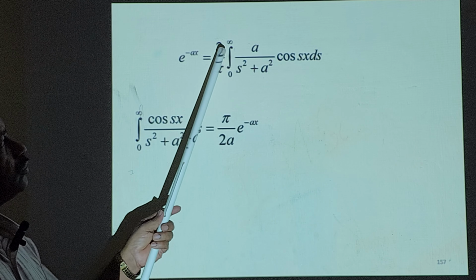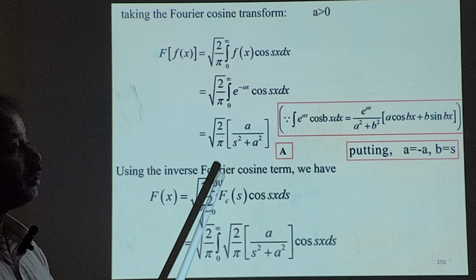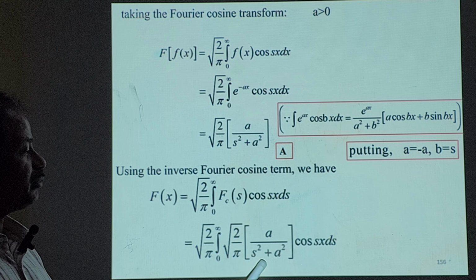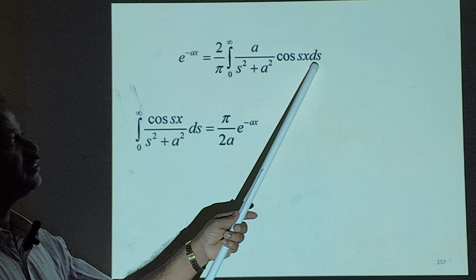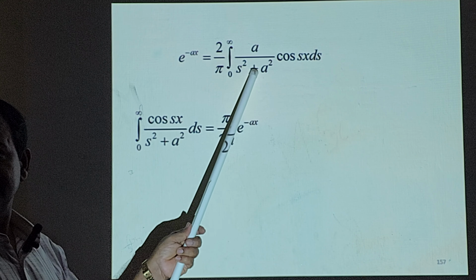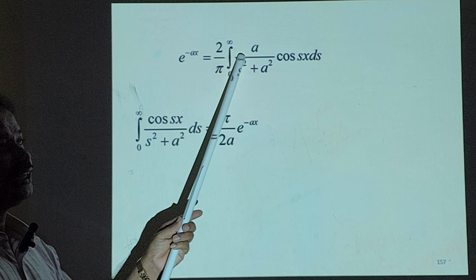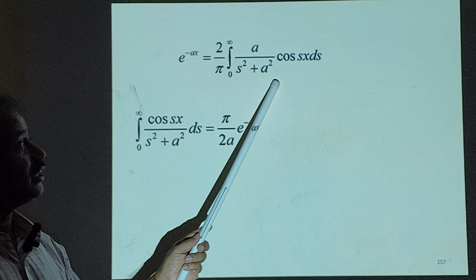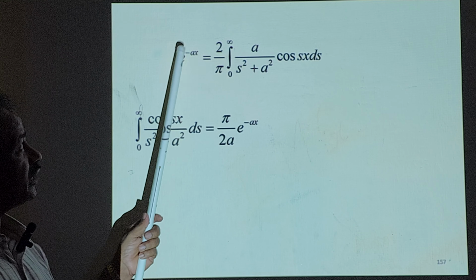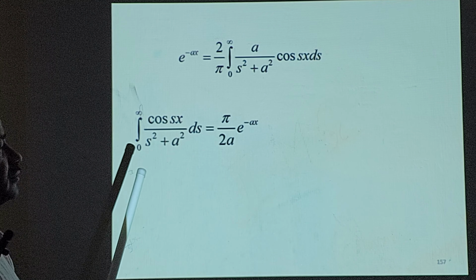Okay. So this will give us root 2 multiplied by root 2 will give us 2, pi multiplied by root pi, that will give us pi. And you have a divided by s square plus a square, cos sx ds. What is asked? This is asked. See, integration 0 to infinity a divided by s square plus a square cos sx ds is asked. Bringing this term to this side will give us this. So this is the answer.